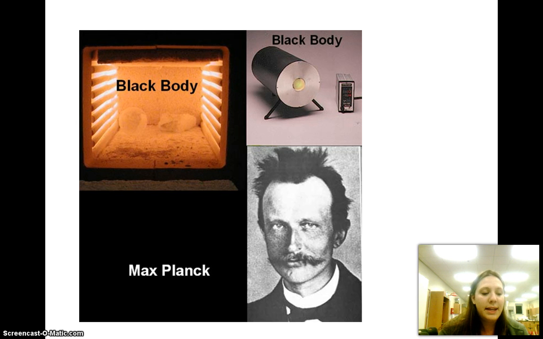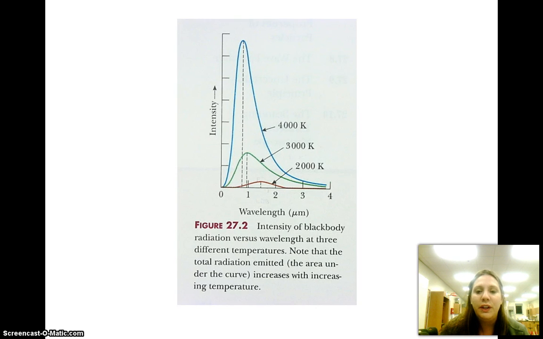So essentially what they did was they heated objects to different temperatures, and they measured the intensity of light at different wavelengths that came off of that hot object as it cooled, okay? So if we look at this figure, this shows three different graphs at three different temperatures, and we're talking about really hot temperatures here, 4,000 Kelvin, 3,000 Kelvin, 2,000 Kelvin. These are really hot temperatures. And as you can see, there's a peak intensity at different wavelengths for the different temperatures.